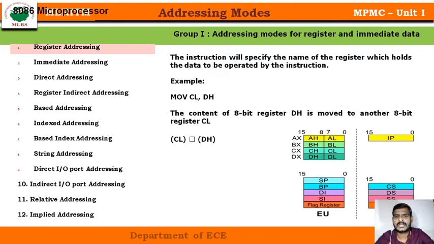DH is a register which holds some data within it. So MOV CL, DH indicates that I want to move the 8-bit register data of DH into the 8-bit register CL. This is the way I can transfer data, with MOV as an example.